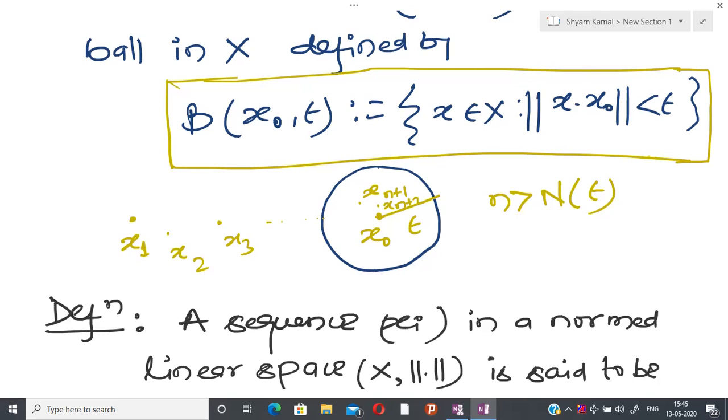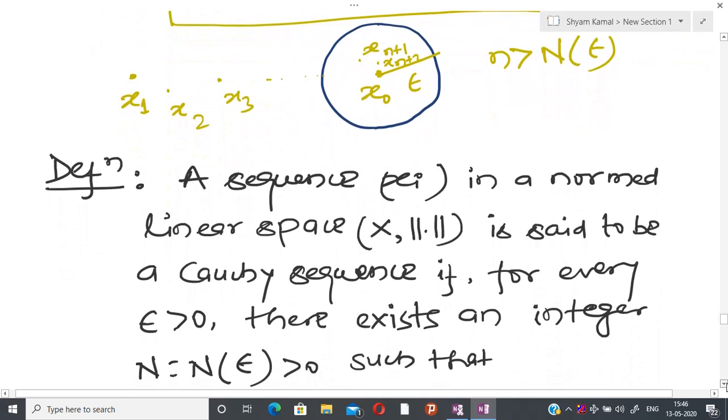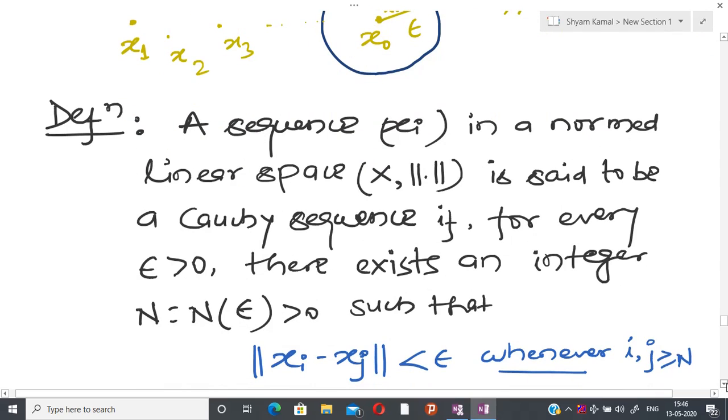Now, in the same way as for real numbers, in order to define convergence I need the notion of limit. Here also I have to know the limit in advance to talk about convergence, and most of the time it is difficult to say that I know the limit in advance. Due to that reason, the second definition, that is the definition of the Cauchy sequence, comes into the picture.